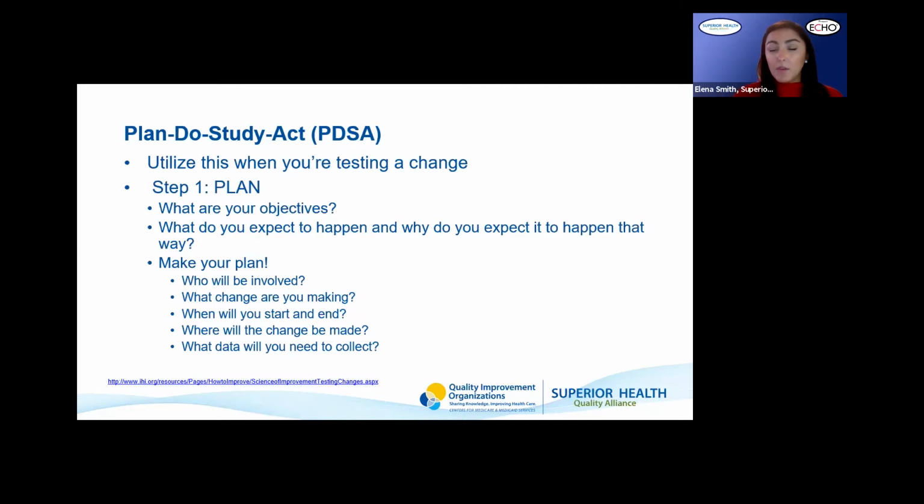Again, this is something that will help you identify who will be involved. Maybe you're just going to start this pilot in a certain department or with a certain nurse or something like that, and that will help you identify maybe some extra people that need to be involved. And then what data will you need to collect? Because again, we know that data will lead to that information which helps us make a final decision.